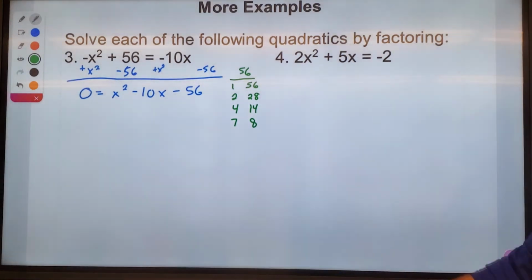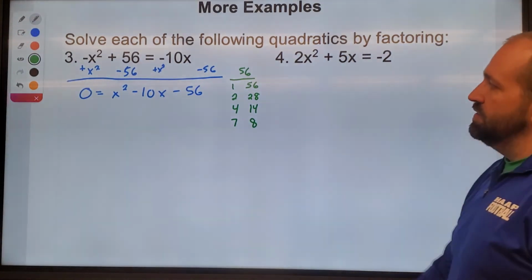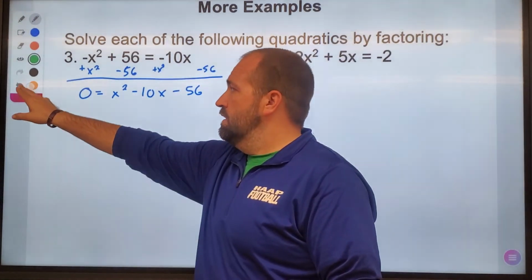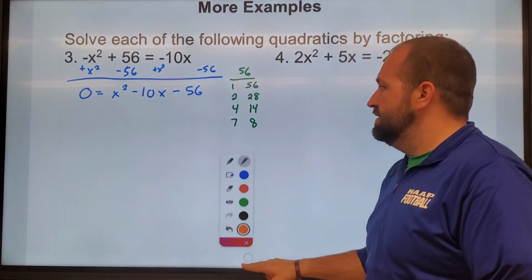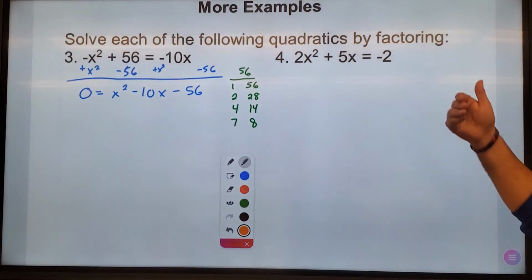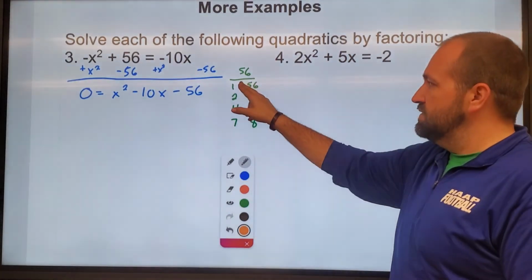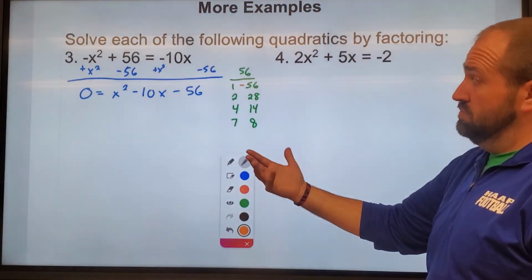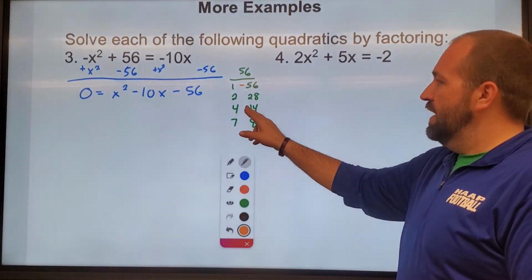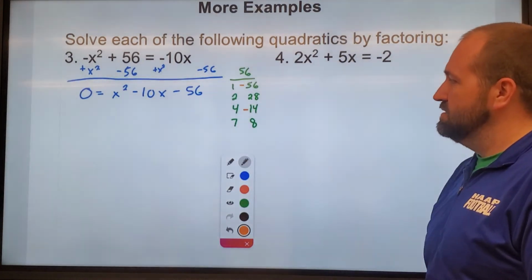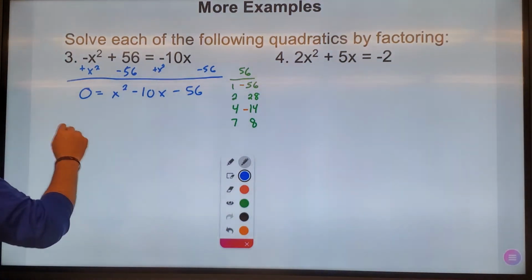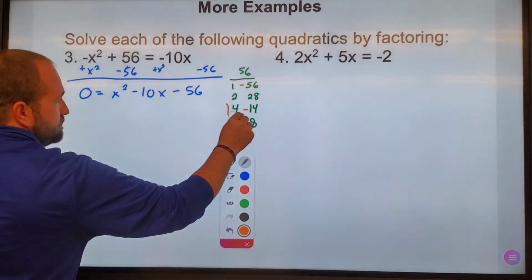Again, looking at the signs, working our way backwards, these have to subtract to get negative 10. In order to subtract to get negative 10, I need to take the larger number away from the smaller number. So 1 minus 56, is that negative 10? No. 2 minus 28? No. 4 minus 14? Yes. So again, I'm going to rewrite this using these two.